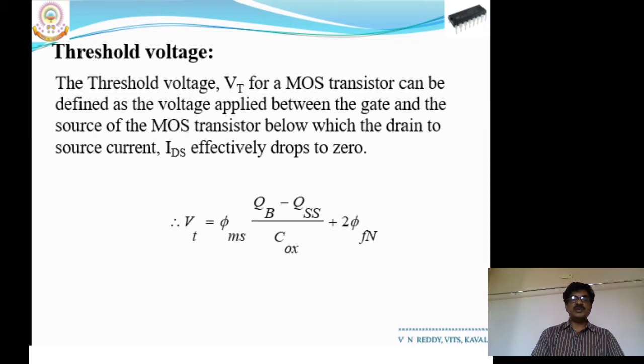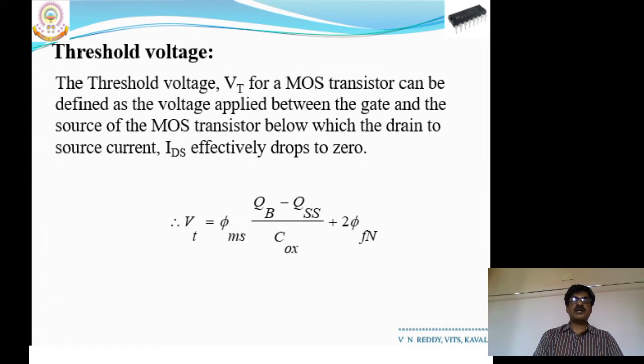So after the threshold voltage only, the channel will exist between source and drain. So when the channel is available, by applying the drain to source voltage, you can observe the drain current flow in the MOS transistor. So that is the definition of the threshold voltage.